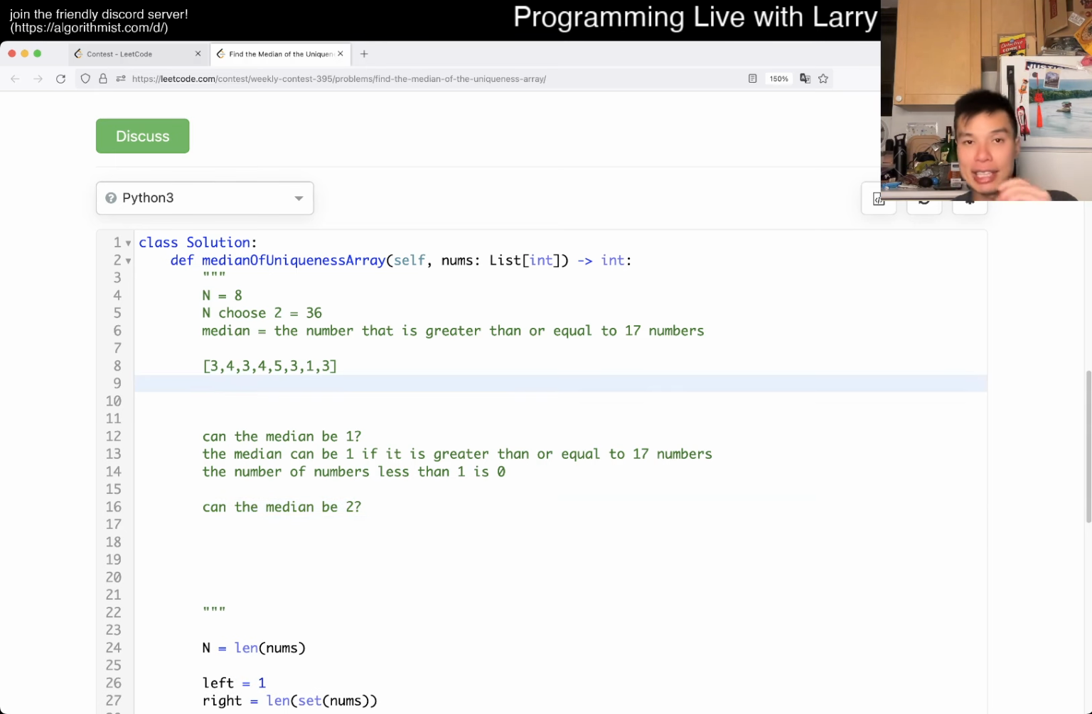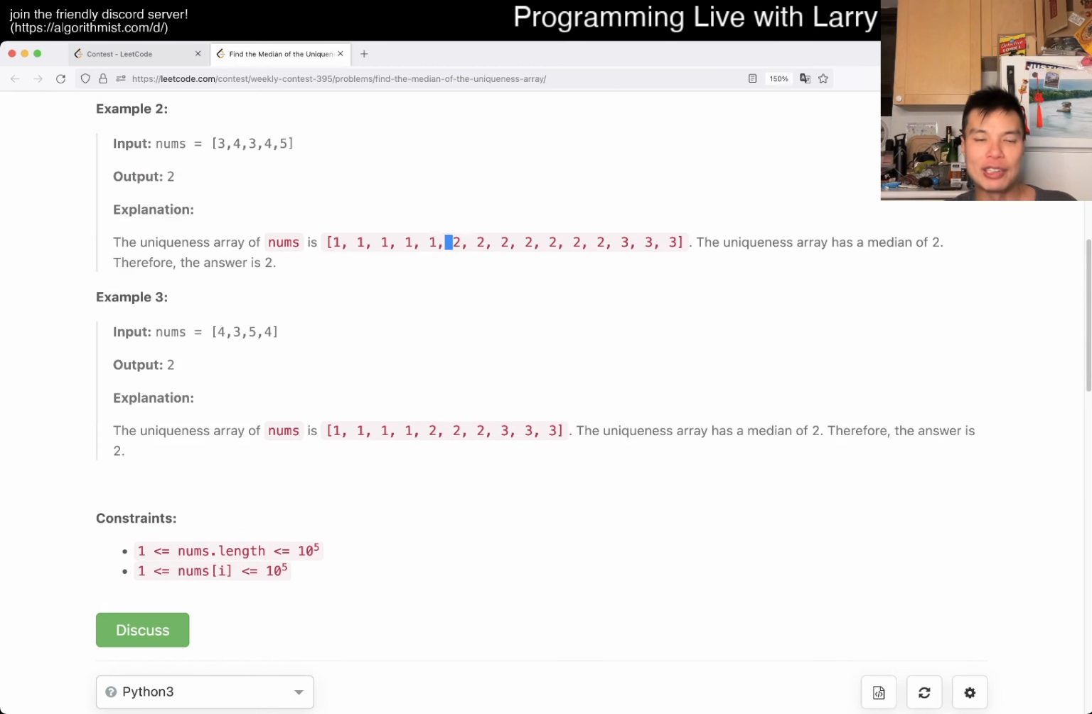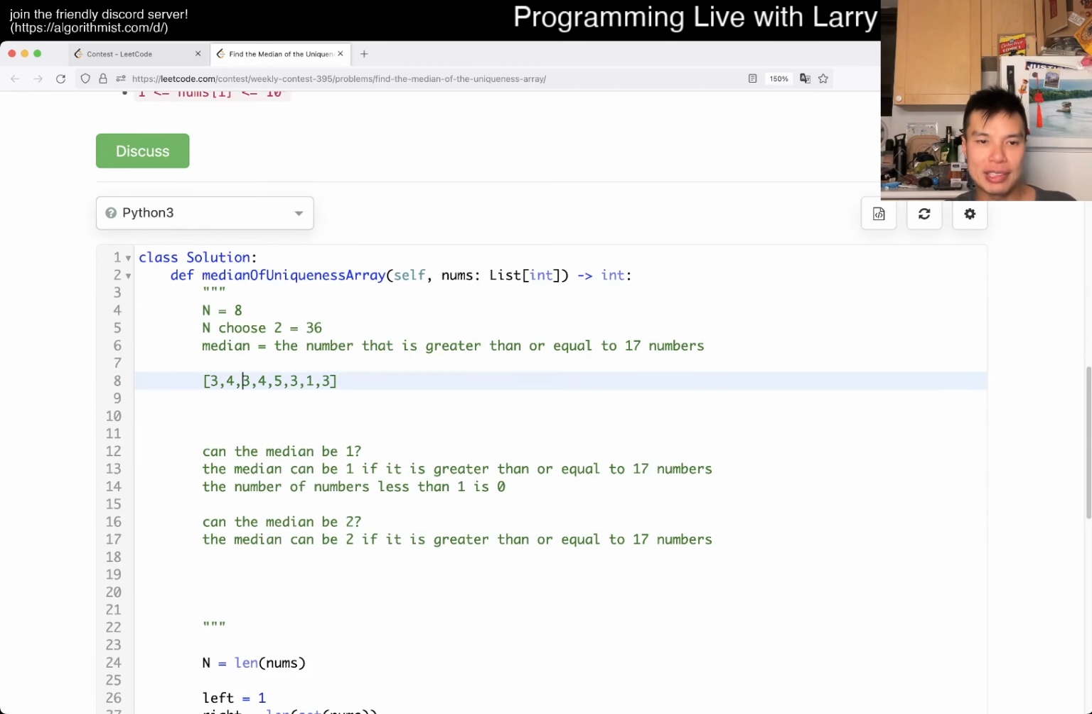Well, now it gets interesting. Can it be 2? Well, the median can be 2 if all these things hold, of course. And then now we calculate. Let's say we have this array. What does it mean to have 2? So here we will use sliding window. But for 2 it is still not interesting because it can only be 2 if the uniqueness is 1, and the uniqueness is 1 only in one element, so then we could count it all up.